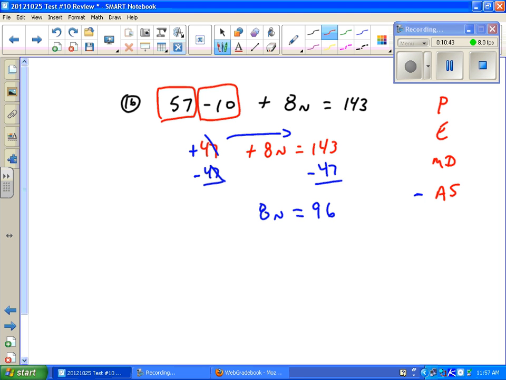In order to undo 8 times n, since they're next to each other, divide by 8. If you do it on one side, you have to do it on the other side. These will cancel and leave you with just n, and 96 divided by 8 is 12.